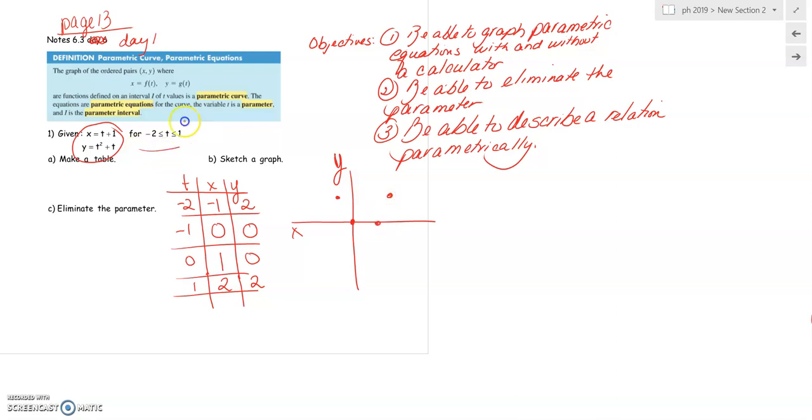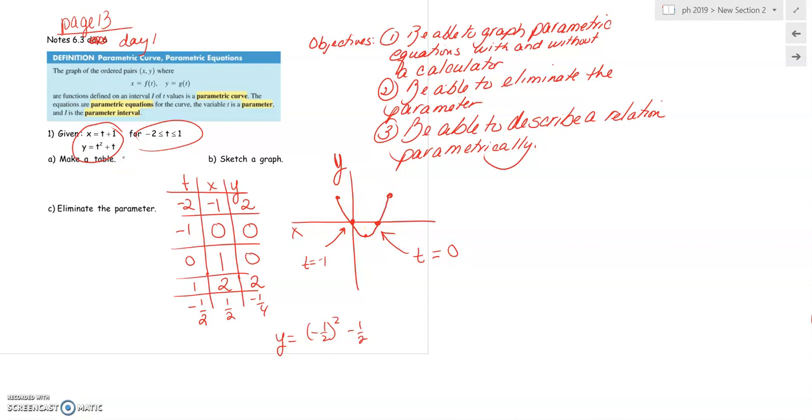Now don't forget though, they said that t was between -2 and 1. And this point right here, that was when t was -1. And this point was when t equals 0. So I'm wondering what happens between those two values. So why don't we pick another value for t? How about -1/2? So then x is 1/2 and y is t squared plus t, so we get -1/4. So now it kind of helps to see, oh, this is actually a parabola, which is what I was expecting when I saw the t squared.